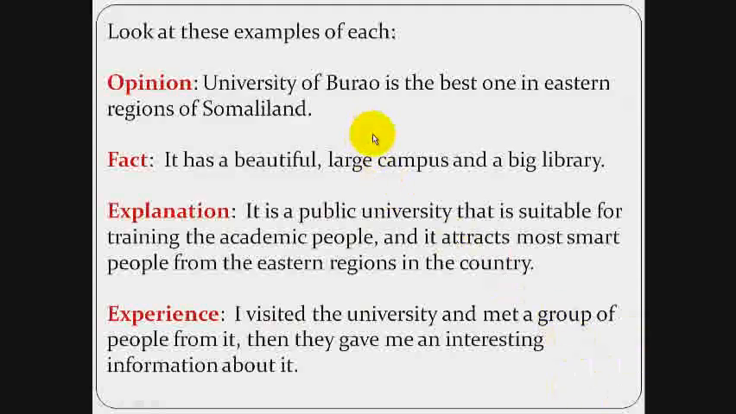So inshallah, this is another opinion paragraph. It has a topic sentence. It has supporting sentences which are reasons. And the concluding statement may be like this one, inshallah.